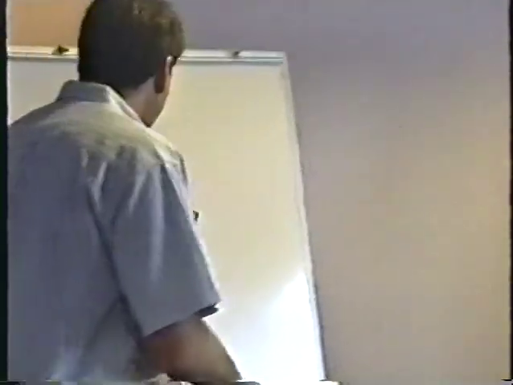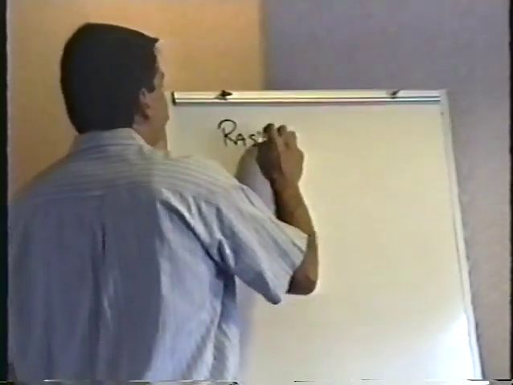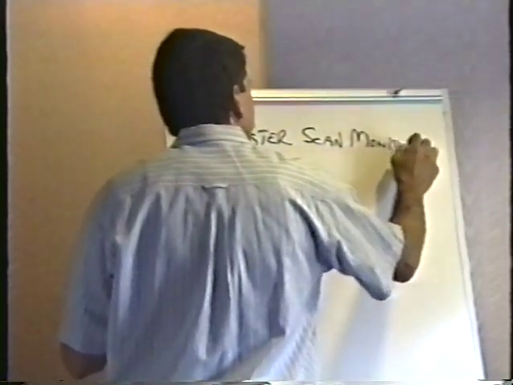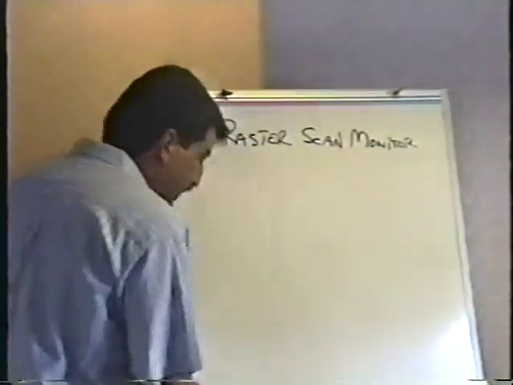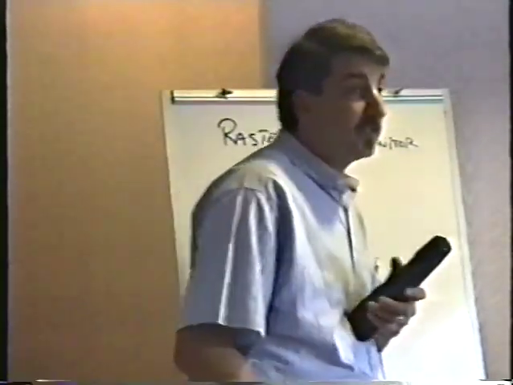Now we're going to start talking about monitors, video game monitors, and the type of monitor that we use in games is commonly referred to as a raster scan monitor. Your home TV is also a raster scan monitor. Regular television like this one is also a raster scan monitor, and I'll explain what we mean by raster scan as we go through this.